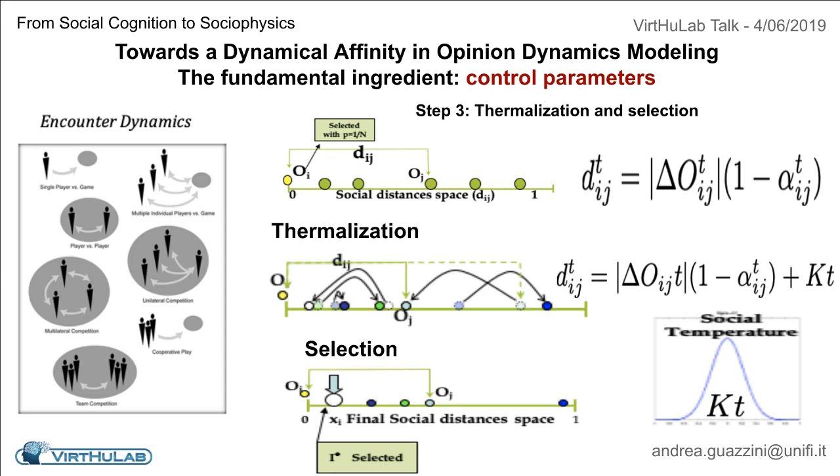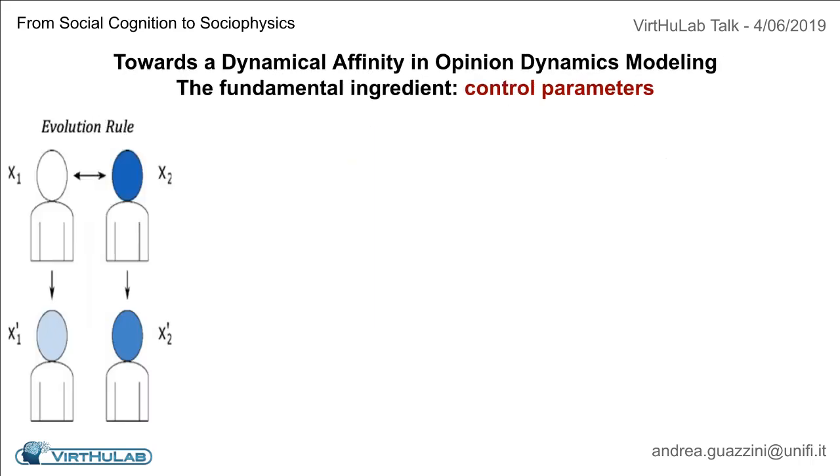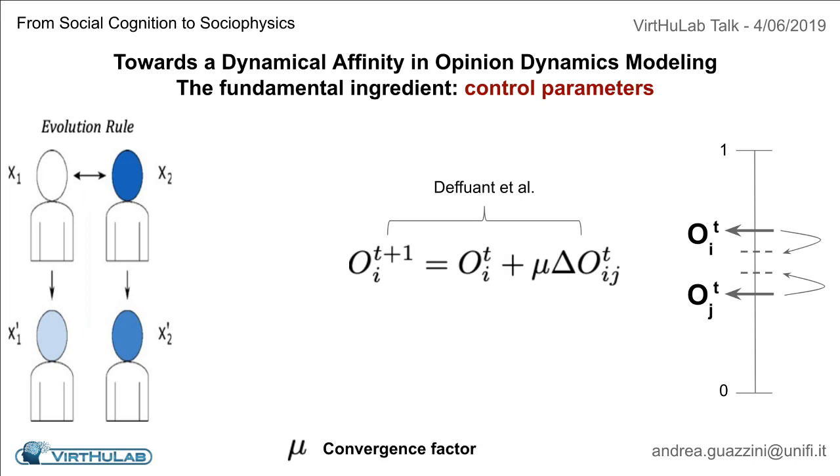The last ingredient of the framework is actually the most important, and is related with the evolution rules characterizing the agents' interactions. In order to develop the core of the model, we first started from a different model as our base for the opinion dynamics. Here, the opinion of agent i at time t+1 is given by the opinion it had at time t, plus a portion mu of the difference between its opinion and that of its interactor j.